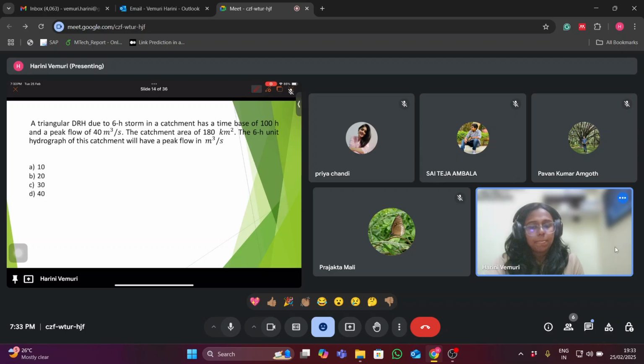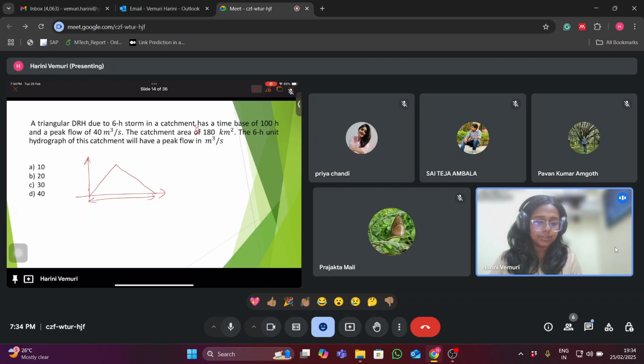So the next question is, a triangular direct runoff hydrograph due to a 6-hour storm in a catchment has a time base of 100 hours and a peak flow of 40 meter cube per second. The catchment area is 180 kilometer square. The 6-hour unit hydrograph of this catchment will have a peak of how many meter cube per second? So here they are saying there is a direct runoff hydrograph for a 6-hour storm. So it's a triangle.